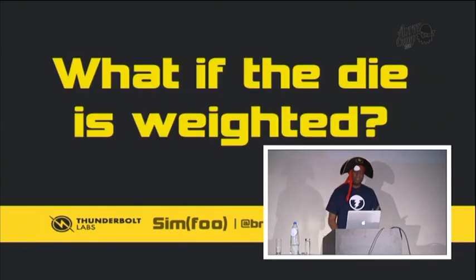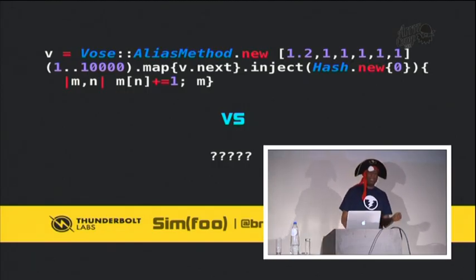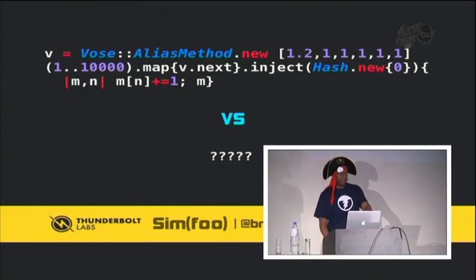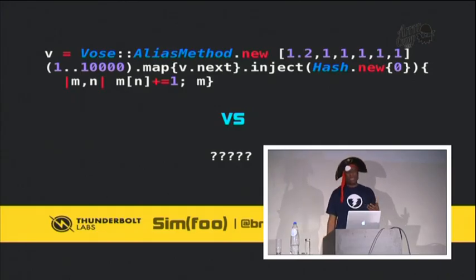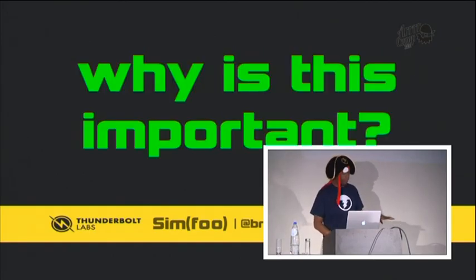But what if the die is weighted? What if the 1 comes up 1.2 times more than any other number? Because, if I'm playing craps with you, I'm not using a fair die. So the problem here is that you can't use rand anymore. So that's what we use. We use this Vose method, and we sample that, and what will happen here is that choice number 1 in this array will actually come up 1.2 times more than any other choice. But why is this important?